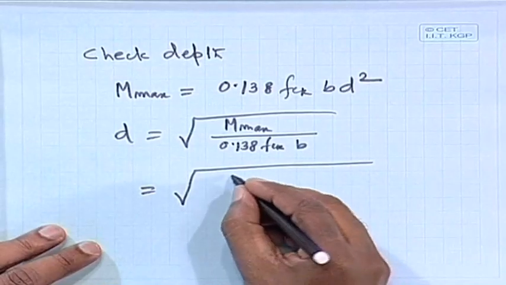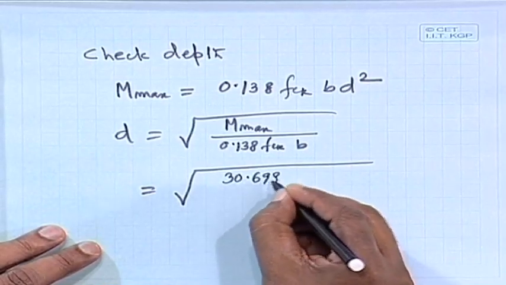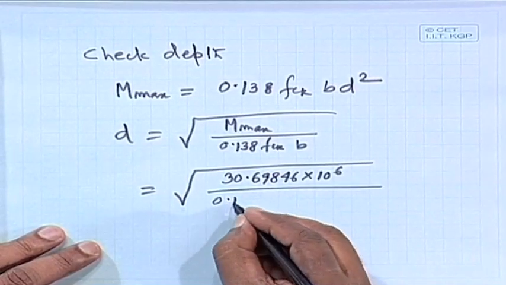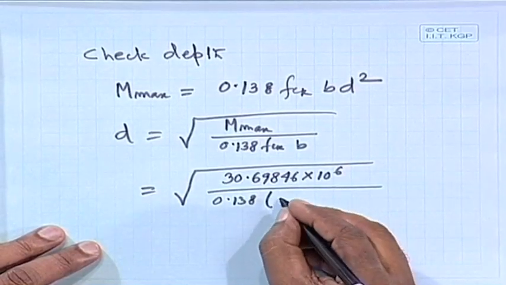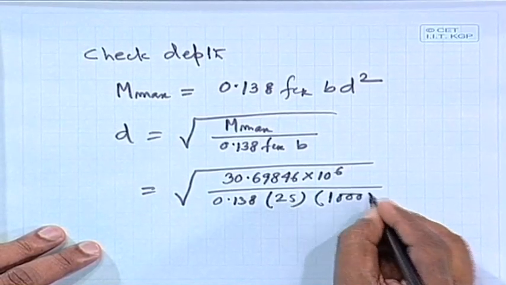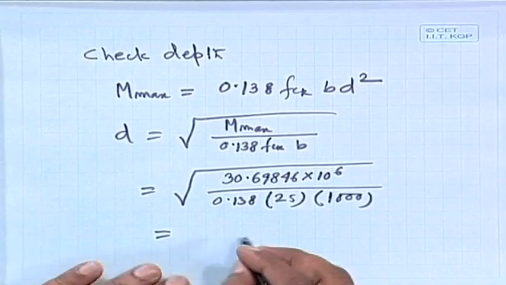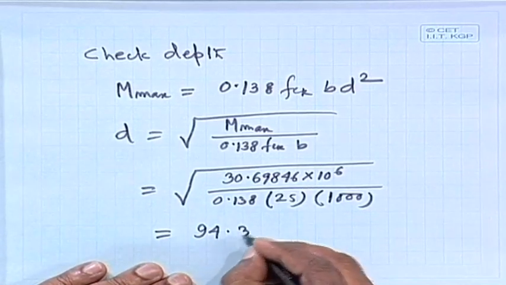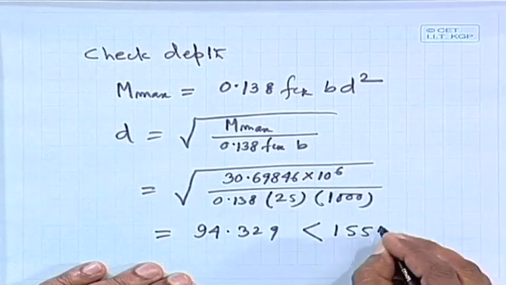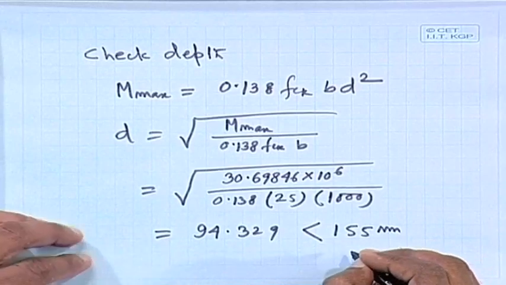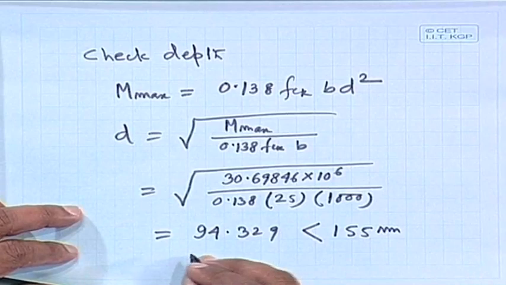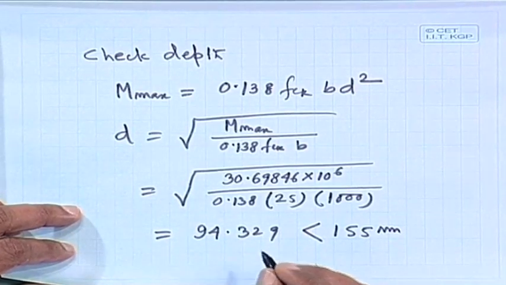So, 30.69846 into 10 to the power 6 divided by 0.138 times fck, M25, so 25 times b, which is 1000 in this case, comes as 94.329, which is less than 155 millimeter, the depth which we have provided. So, 155 millimeter is the effective depth provided and we are getting 94.329, that means it is safe.